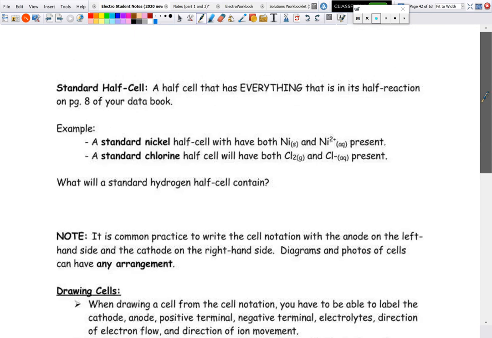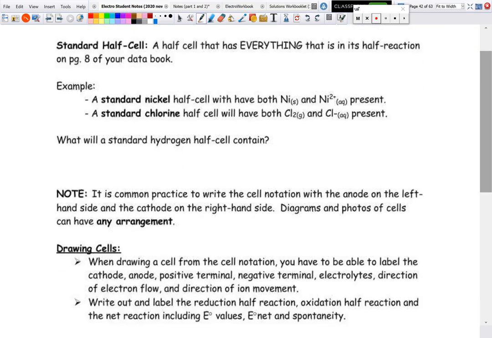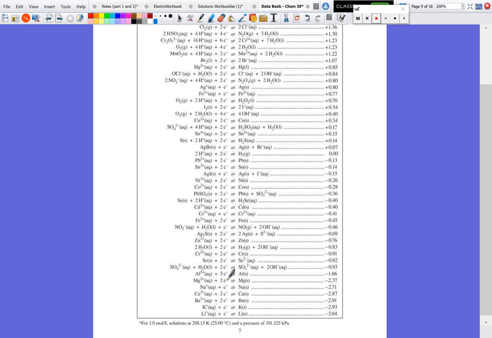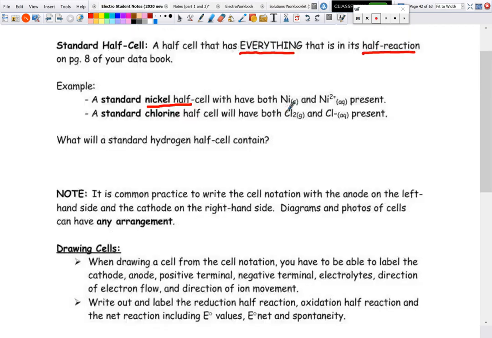Now, before we get into actually drawing them, there's something else that you should see. A standard half cell, if you see this word pop up at any time. What a standard half cell is by definition, it's a half cell that has everything that is in its half reaction of your data booklet. So for example, a standard nickel half cell. When we look at our data booklet with nickel, we'll just clear this off. When we find nickel, it's right here. Everything in there, we can't put in electrons that's going to be generated. We have our nickel 2 plus ion and nickel solid. So our standard nickel half cell is going to have nickel solid and nickel 2 plus ion present.